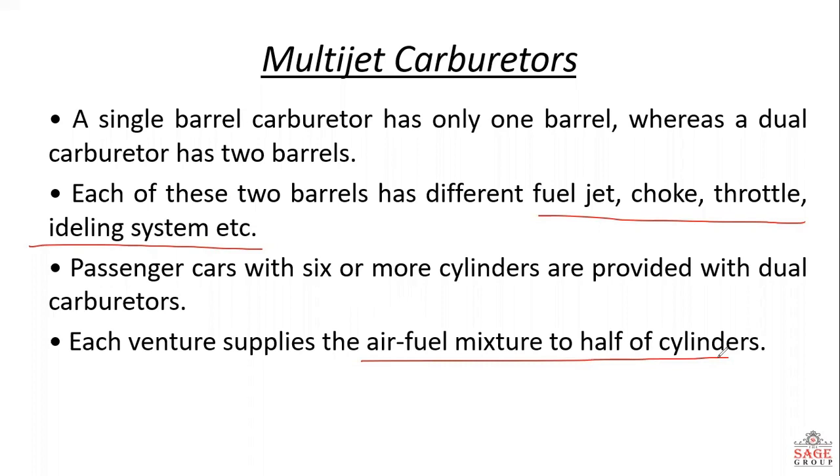Certain advantages of this type are that the dual carburetor supplies a charge of mixture to the cylinders which is uniform in quality. Volumetric efficiency is high in case of the dual carburetor. The charge is distributed to each cylinder in a better manner, and the design of this dual carburetor is simple and compact. So these were some of the basic types of carburetor.